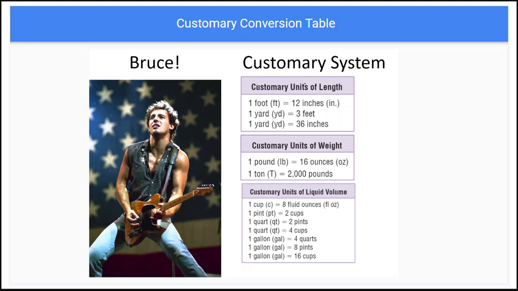In the metric system, everything was based on the number 10, but not here. Okay, you got to memorize all this stuff. We have 1 foot, and that equals 12 inches. Then we have 1 yard, and that equals 3 feet. Now, if you go 3 times 12, you get 36. And so in 1 yard, you get 36 inches. All right, that's for length.